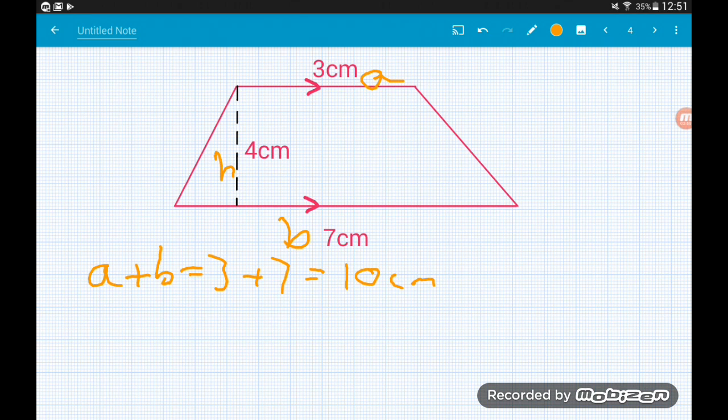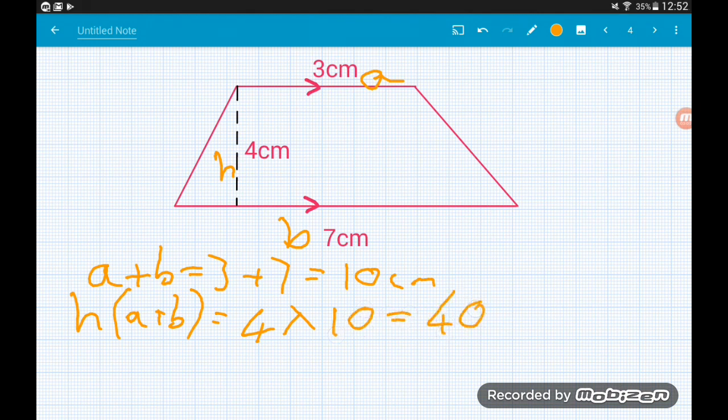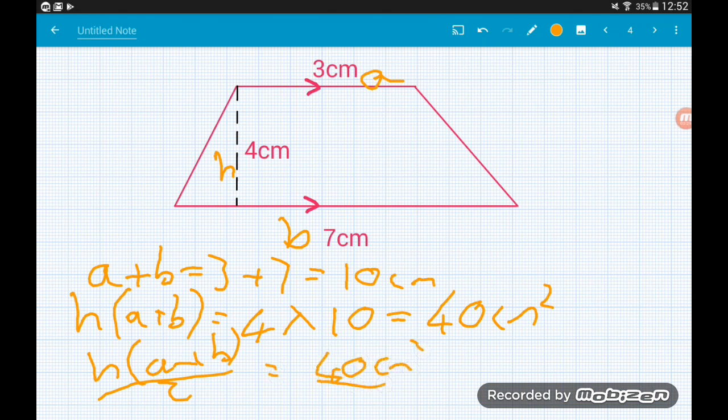Job's a good one. Now we can work out the height times A plus B, which is just 4 times 10, and that will give us 40. But remember now we've done a length times a length, so that's 40 centimetres squared. So then the area, the height times A plus B all over 2, is 40 centimetres squared divided by 2. So the area is 20 centimetres squared. Job's a good one. Okay, on with the next.